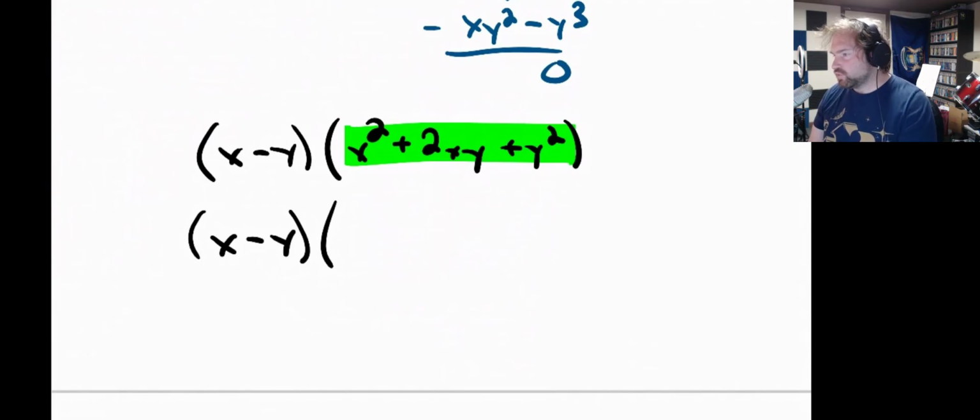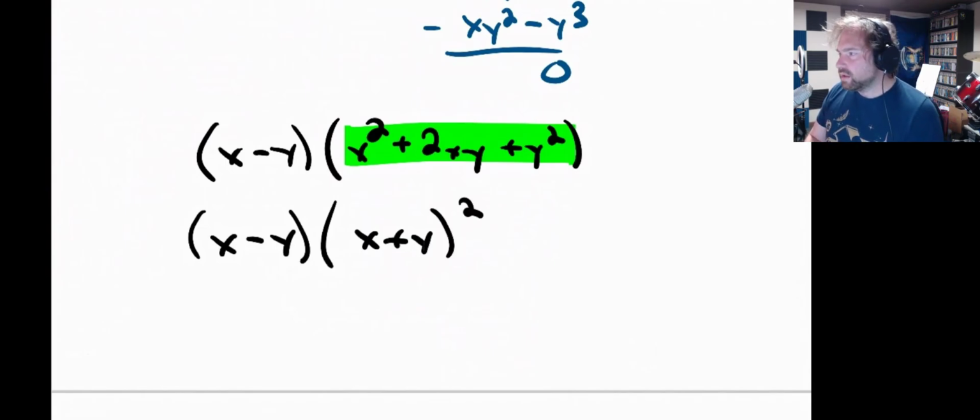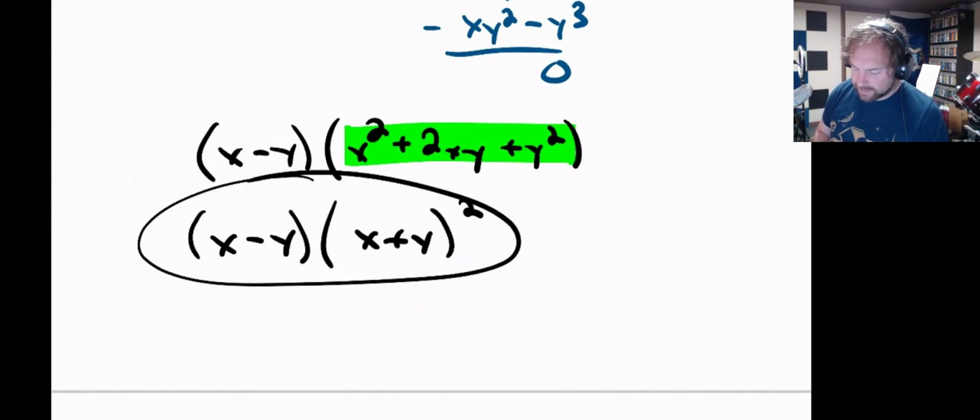That is also a perfect square trinomial. That green highlighted thing there is x plus y squared, kind of like we had another one up above in one of the other problems. But that is a perfect square trinomial, x plus y squared. There you go. This is the most final factorization for that.